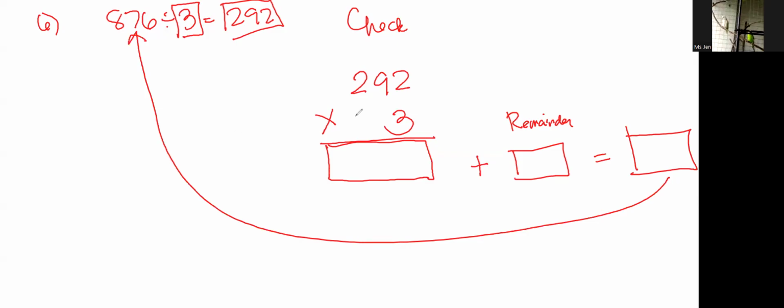We need to multiply first. So 3 times 2, you have 6. 3 times 9, you have 27. 3 times 2 is 6 plus 2, that's 8. Now, since the answer is 292, we don't have a remainder, so the remainder is 0. 876 plus 0, that's 876. And truly, 876 is the same as that. So that means that's how you check your work.